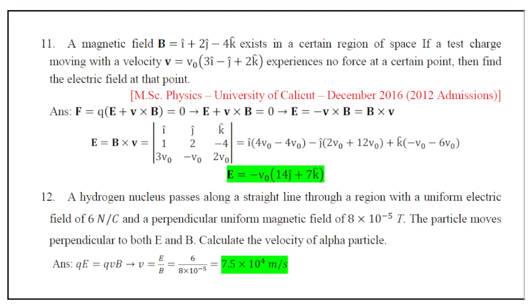Here the electric force and magnetic force are equal and opposite, so we can use qE equal to q into v cross B, that is qvB, because the particle is moving perpendicular to both E and B. So velocity v is equal to E by B, 6 by 8 into 10 raised to minus 5, so 7.5 into 10 raised to 4 meter per second.